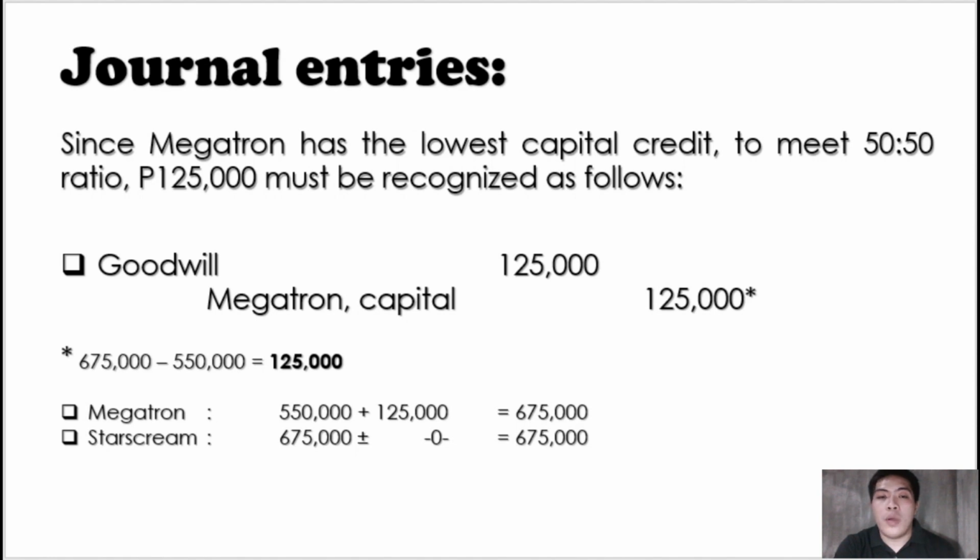Hindi nagagalawin yung kay Starscream capital. So, difference lang yung 125,000 ng 675,000 at saka ng 550,000 ng capital accounts. So, si Megatron kailangan dagdagan ng 125,000 to arrive with a total of agreed 675 capital accounts to meet the 50-50 na ratio. Okay? So, yun yung accounting ng bonus method at saka ng goodwill method. Okay?